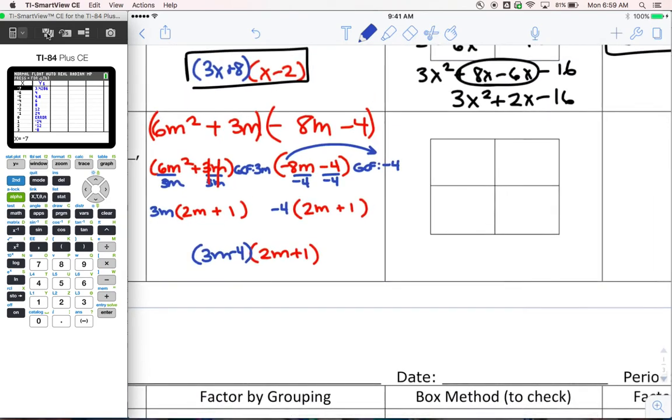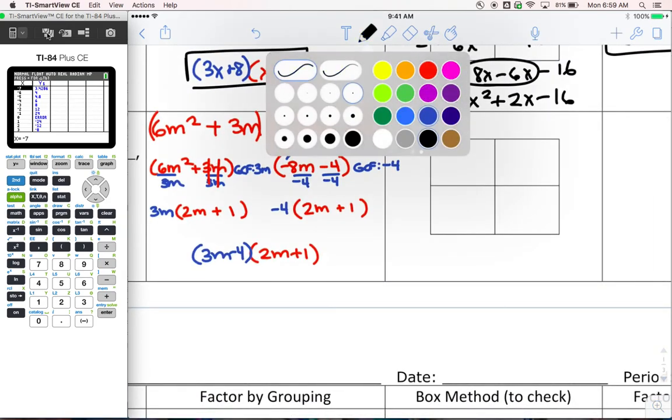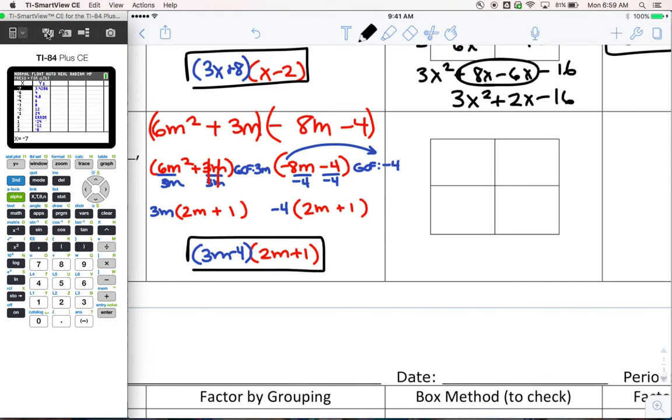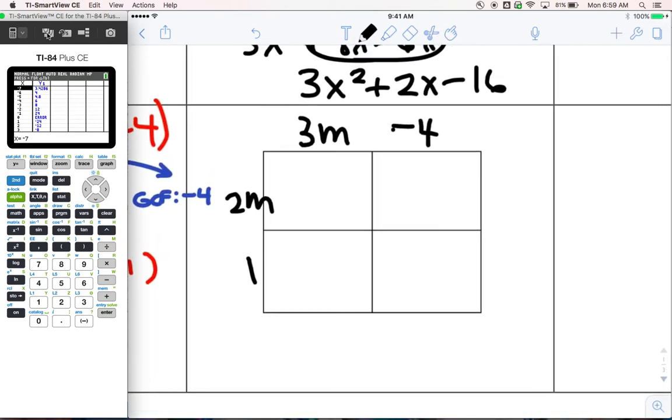Let's test it out. All right, this is what I think the factored form is, but I can check my answer really quickly. This box method is super fast. Got a negative 4, we got a 2m and a 1. 3m times 2m is 6m squared. Negative 4 times 2m is negative 8m. 3m times 1 is 3m, and 1 times negative 4 is negative 4.